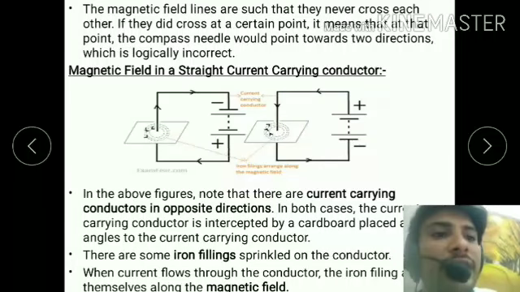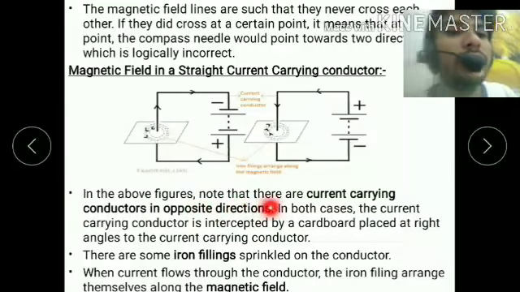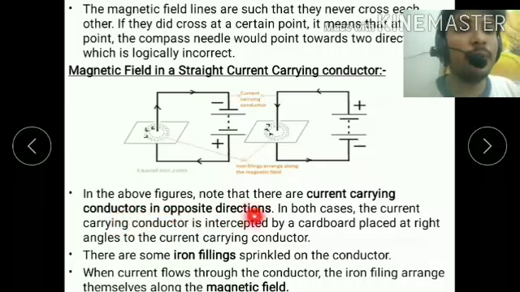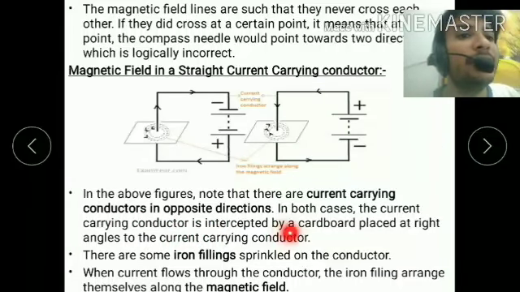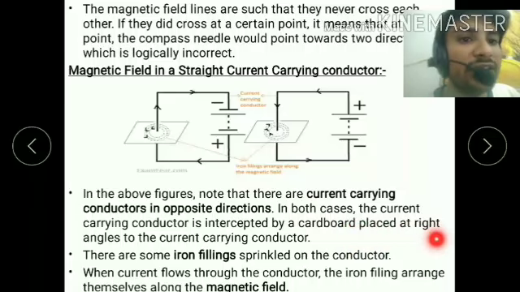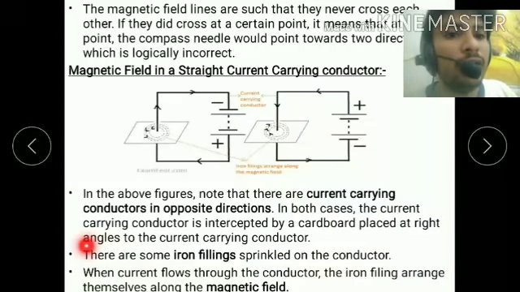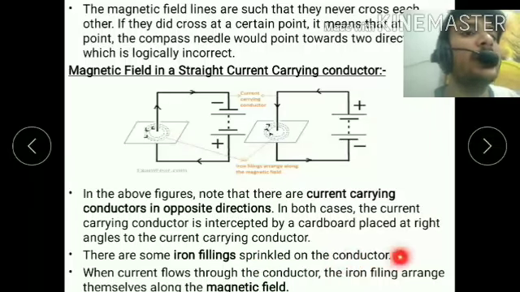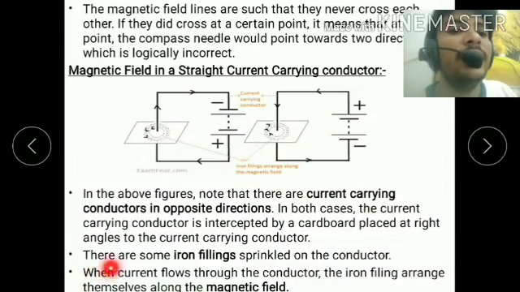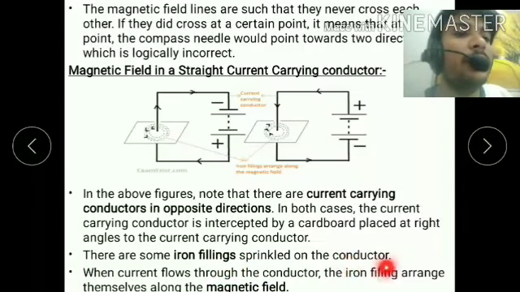Now see, in the above figures, note that there are current carrying conductors in opposite directions. In both the cases, the current carrying conductor is intercepted by a cardboard placed at a right angle to the current carrying conductor. There are some iron filings sprinkled on the cardboard. You can see this state. When current flows through the conductor, the iron filings arrange themselves along the magnetic field.